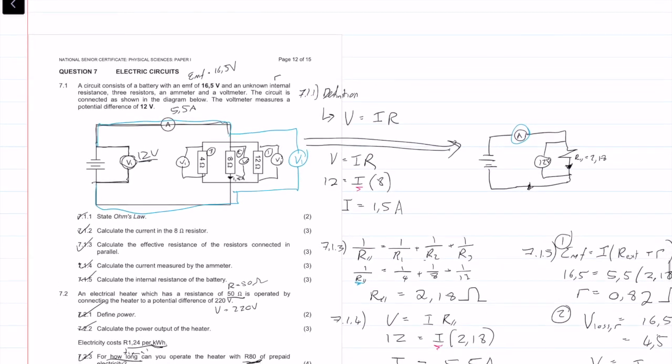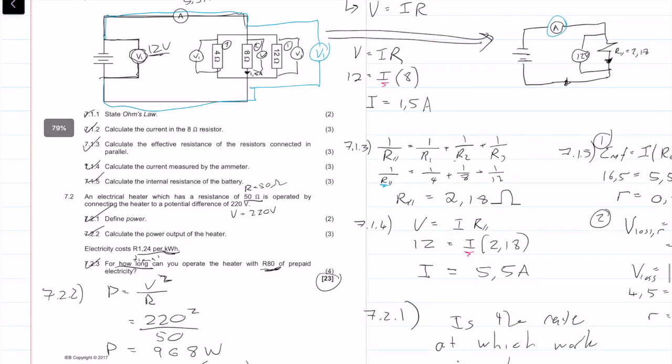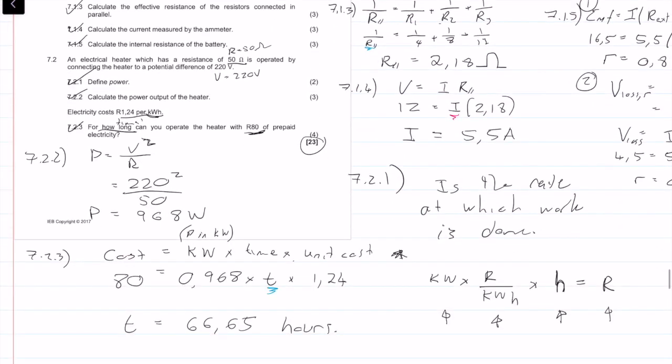Cool stuff, guys. That's question 7, and that is 23 marks for us. So not too difficult, a little bit of thinking, but overall not so bad.